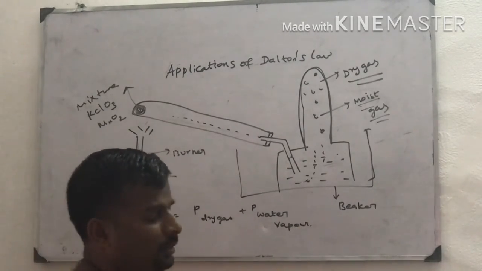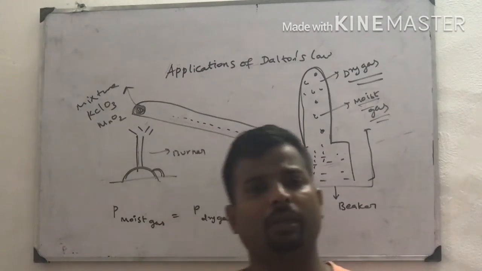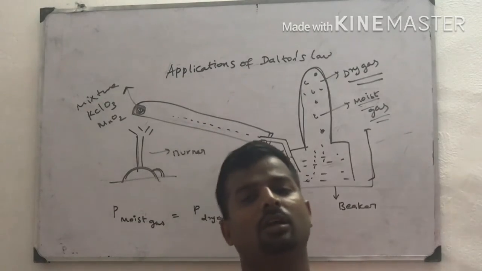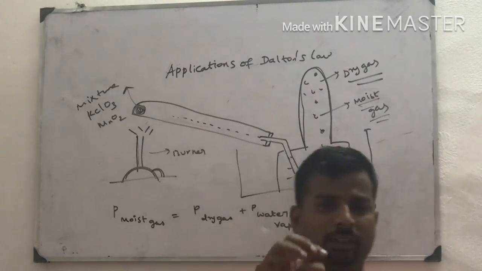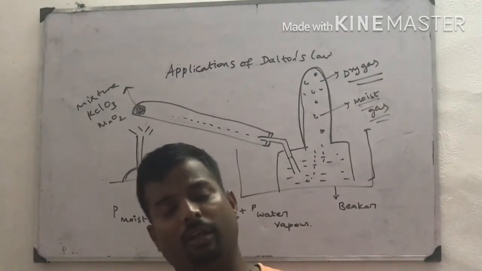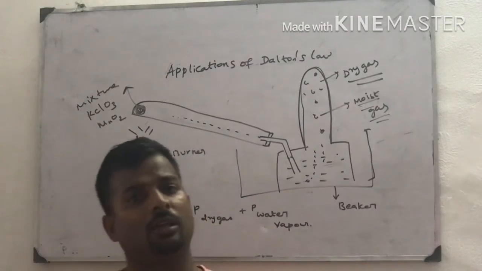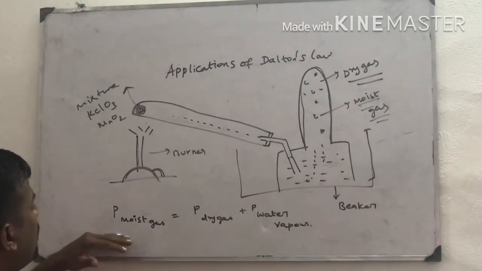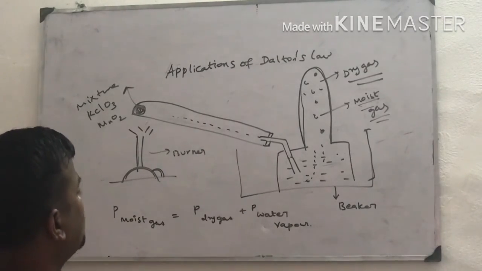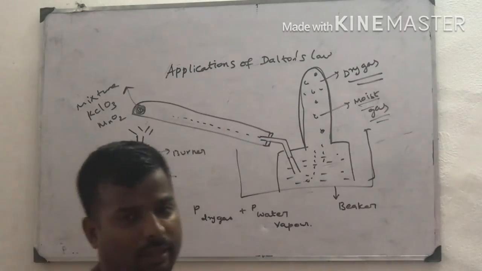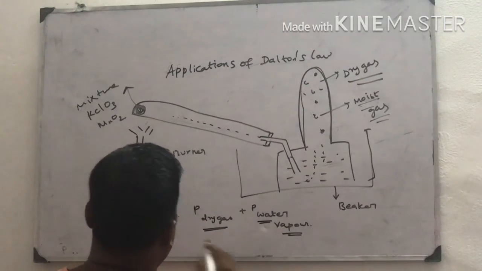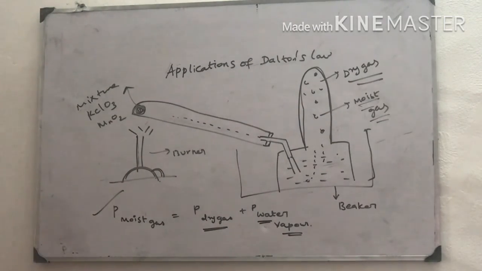The pressure of the water vapor in equilibrium with water at a particular temperature is called aqueous tension. Aqueous tension means that at a particular stage the pressure of the water vapor and the pressure of the water are equal. That condition is called aqueous tension. If we want to know the pressure of the moist gas, we have to add the dry gas and the water vapor, because moist gas contains water and gas. So the sum of the pressure of dry gas and the pressure of water vapor gives the pressure of the moist gas.